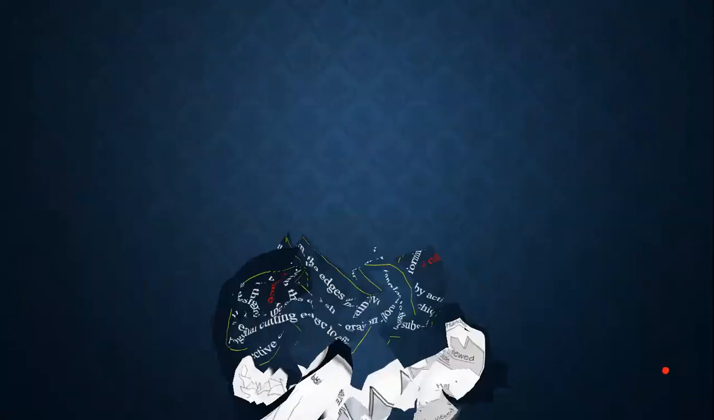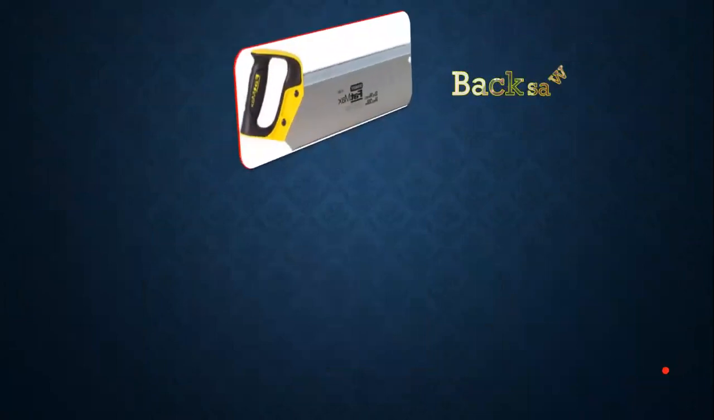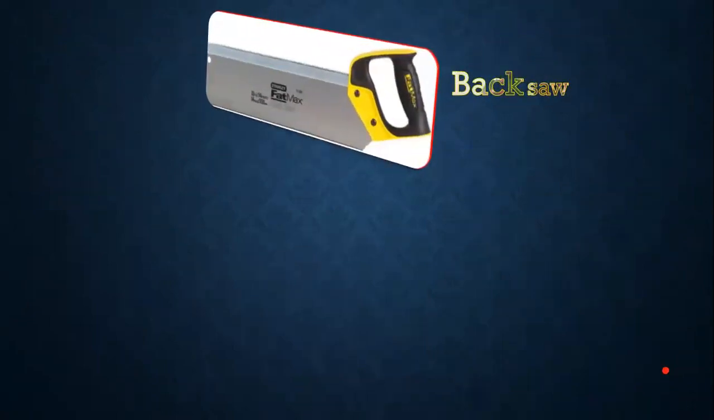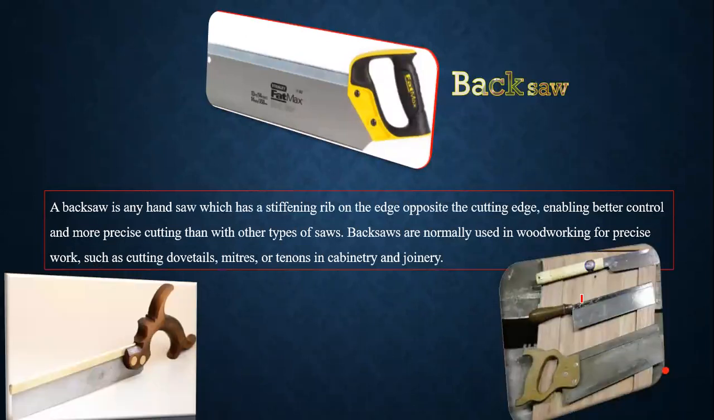The next saw we are going to look at is the back saw. Why do we call it back saw? We call it back saw because when you observe the pictures on the right and on the left, you see some objects attached to the back of the saw. Look at them carefully.